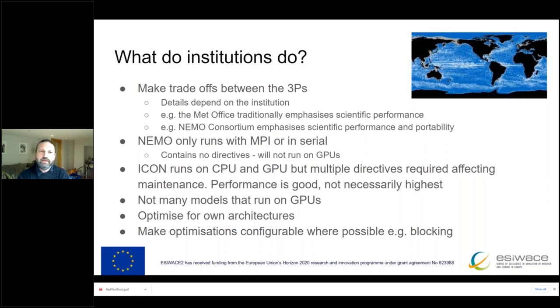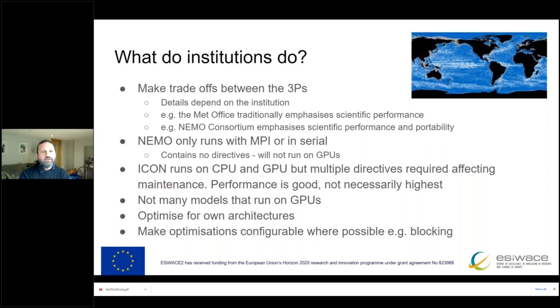But in general, I would argue that the Met Office has traditionally emphasised scientific performance, and that's kind of been the driver. And then they try and get the scalability and whatever once they have decided on the scientific performance. Traditionally, ECMWF is a bit different, but traditionally they've done that. And if you look at the NEMO consortium, NEMO is a well-used ocean model because it's used by lots of people around the world, particularly in Europe. They emphasise scientific performance as well, but also portability.